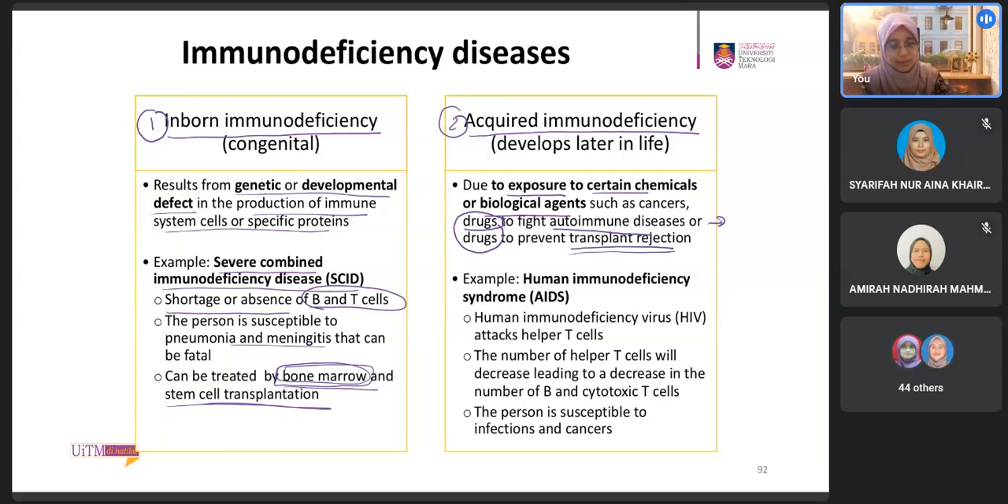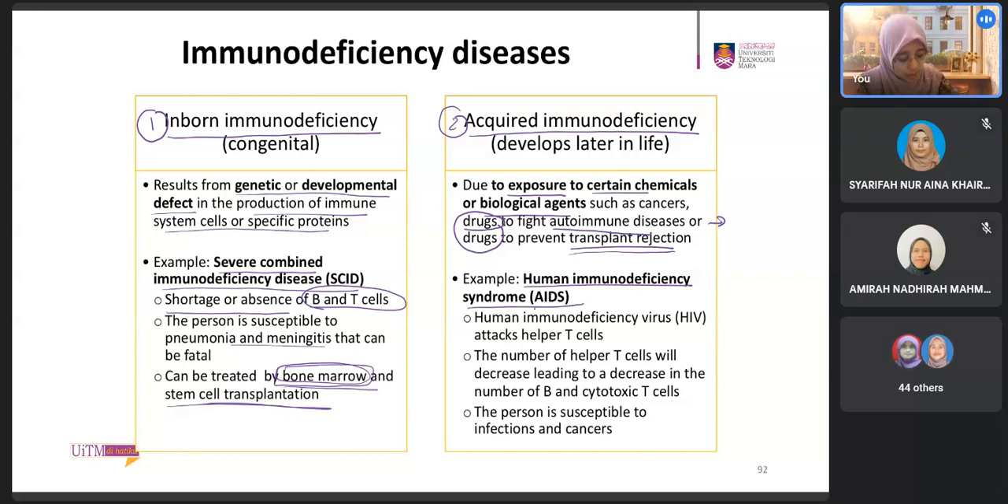Same with transplant rejection. Organs from another individual are transplanted into the body of the recipient, the donor organ into the recipient. So there's a chance of the recipient's immune system rejecting the transplanted organ. Therefore, the recipient will take medicine or drugs to prevent rejection. But it suppresses your immune system, that could lead to immunodeficiency.